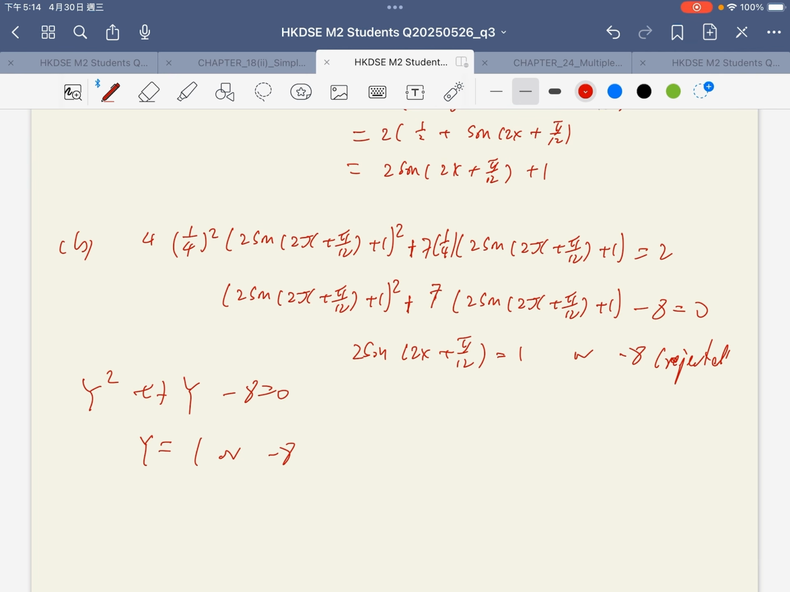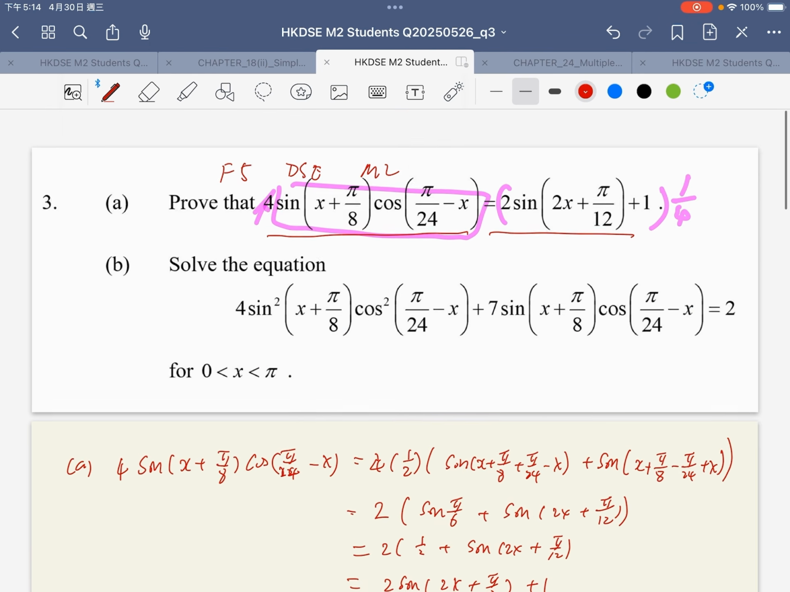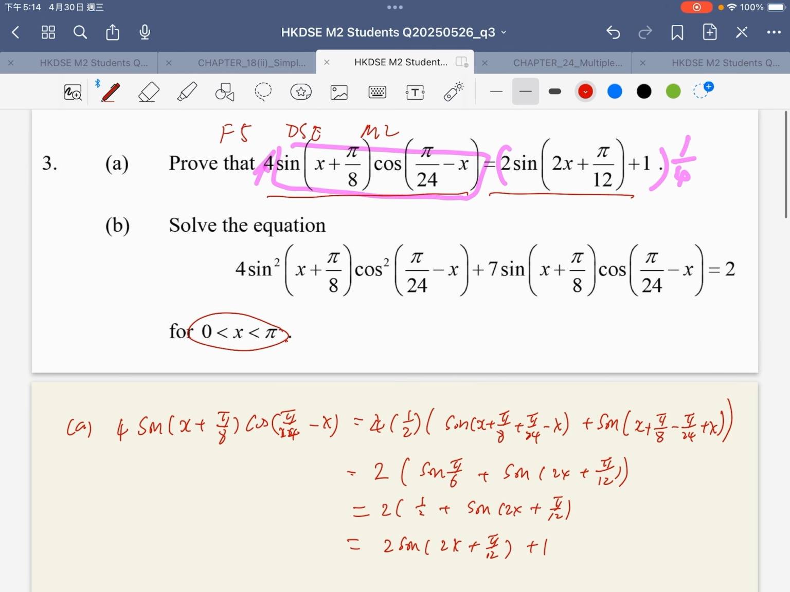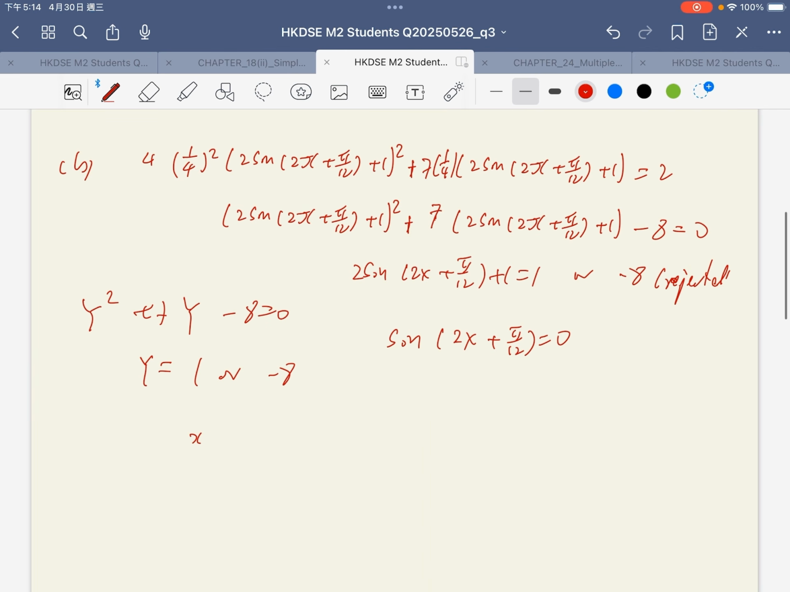And this one I missed, plus 1 equal to 1, and this becomes sine 2x plus pi over 12 equal to 0. Let's look back at the range of x. X should be 0 to pi. X is 0 to pi.